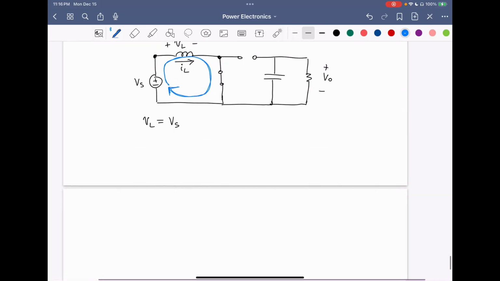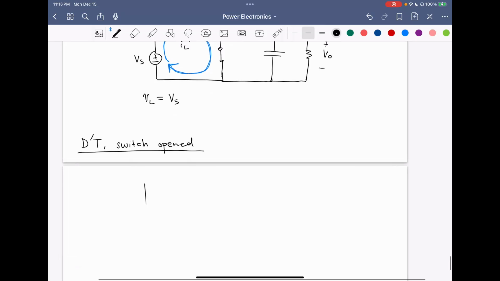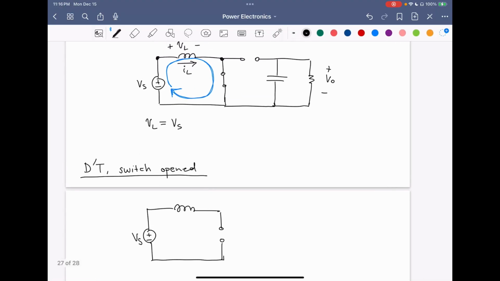Now let's study the circuit for the D'T interval in which the switch is opened. In this state, we have the source voltage here, the inductor, but in this case, the switch is opened. Because we had the inductor current flowing like so, we can't have the inductor current abruptly change, so it's going to need a path to flow. In that case, the diode is going to become forward biased, turning on and becoming a short circuit, providing a path for the inductor current to flow.